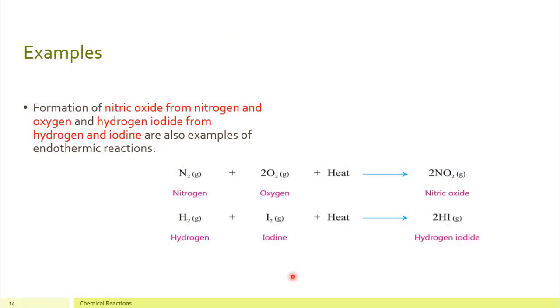Alright, so this was about endothermic reaction. We have some other examples of endothermic reaction. The formation of nitric oxide from nitrogen and oxygen. We have two reactants here, nitrogen and oxygen. Both of these react together to form nitric oxide along with the heat which they have absorbed. So this is also an endothermic reaction. Similarly, we have hydrogen and iodine. Both these components react together and absorb heat from the surrounding to produce hydrogen iodide. That is why both these reactions are the examples of endothermic reaction in which heat is absorbed.